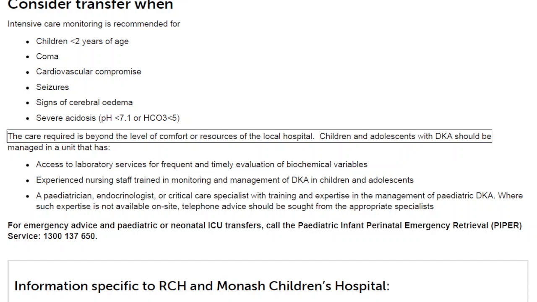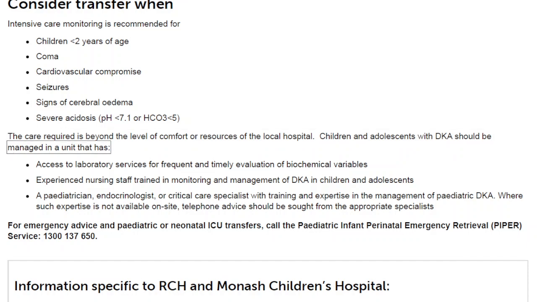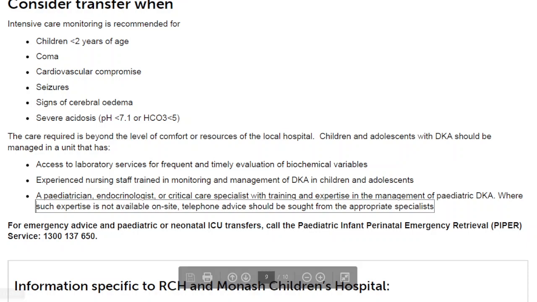Children and adolescents with DKA should be managed in a unit that has access to laboratory services for frequent and timely evaluation of biochemical variables, experienced nursing staff trained in monitoring and management of DKA in children and adolescents, and a pediatrician, endocrinologist, or critical care specialist with training and expertise in the management of pediatric DKA. If such expertise is not available on site, telephone advice should be sought from the appropriate specialists.